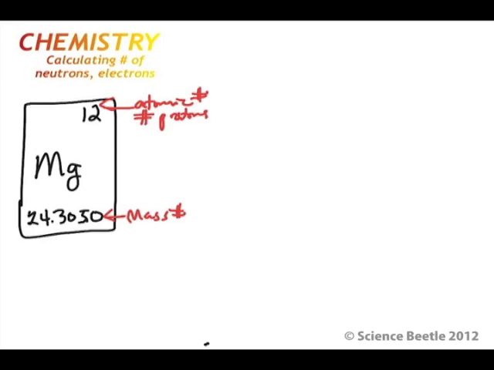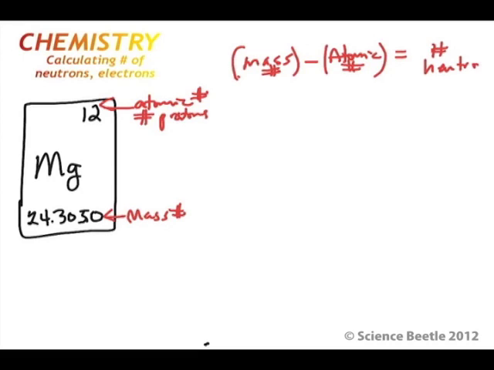Let's go ahead and just calculate how many neutrons we're going to have. And so if I go ahead and take the mass number, and let me write the equation one more time. So I take the mass number, and I subtract from it the atomic number. Okay, if I do that, that's going to give me the number of neutrons.